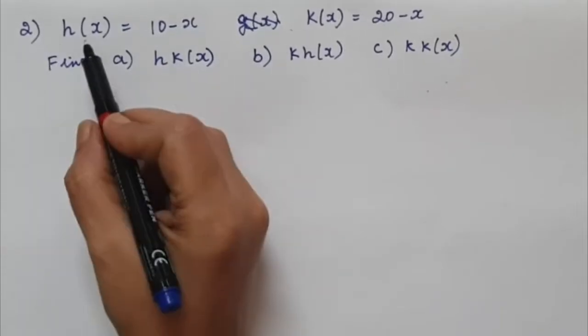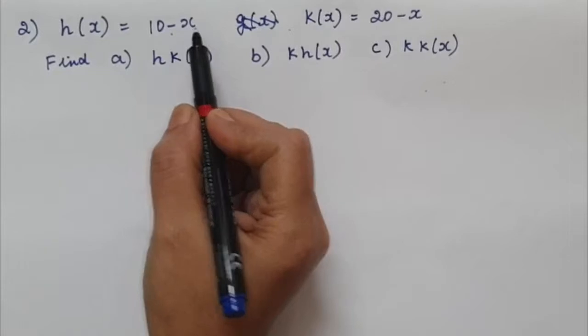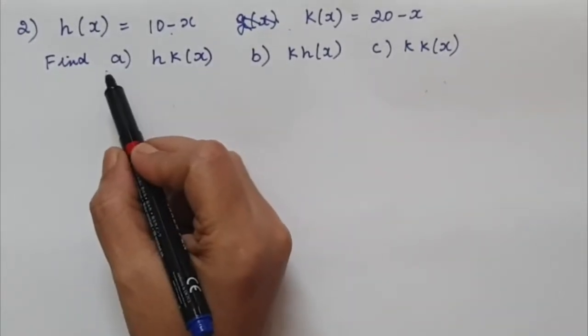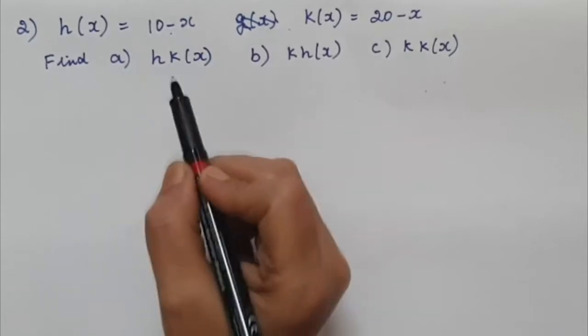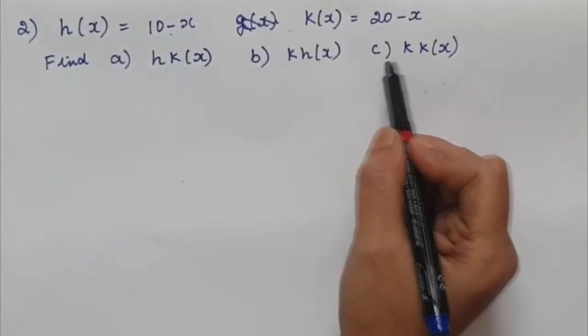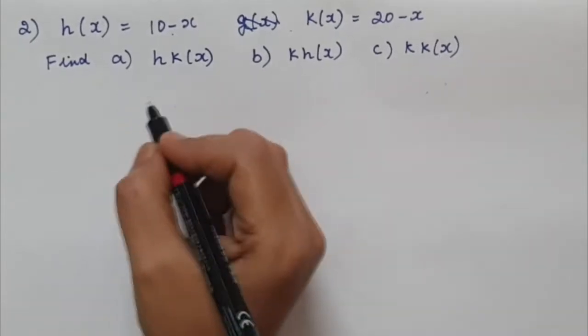Now our second question, h of x equal to 10 minus x, k of x equal to 20 minus x. We need to find the composite functions. A, h k of x. B, k h of x. C, k k of x.